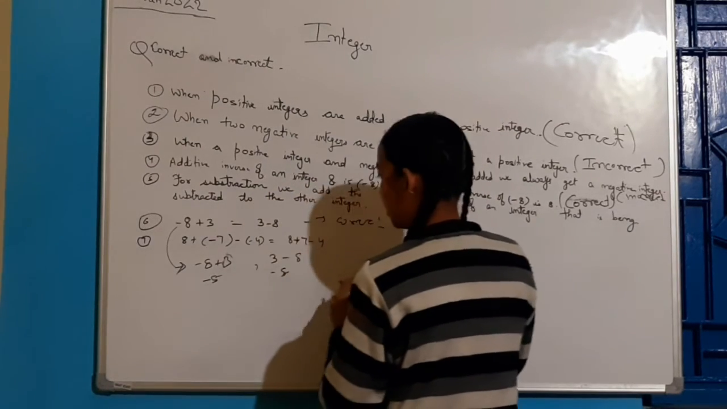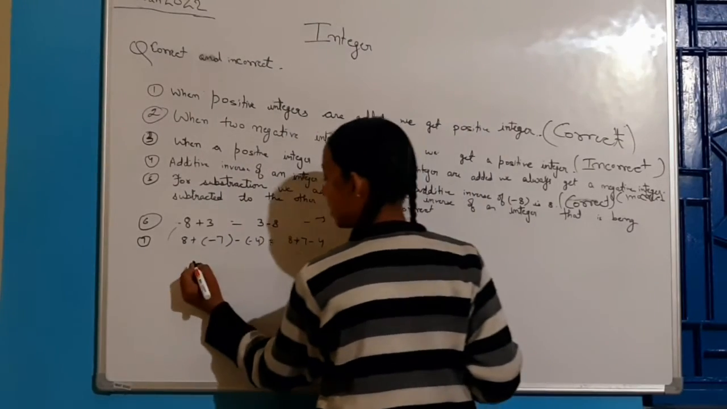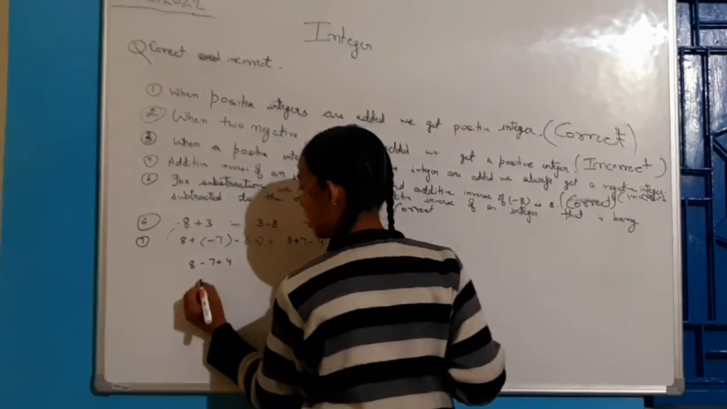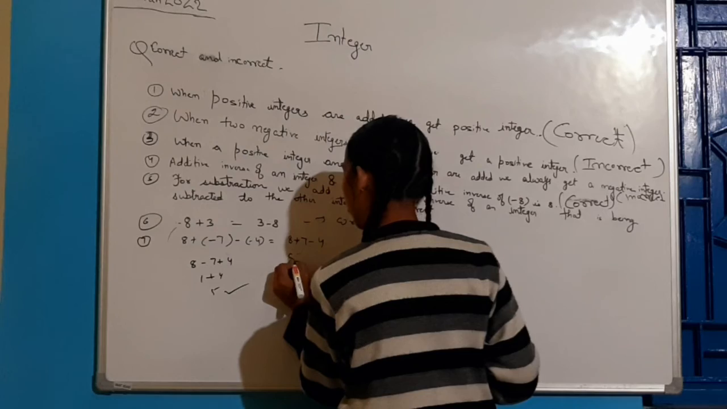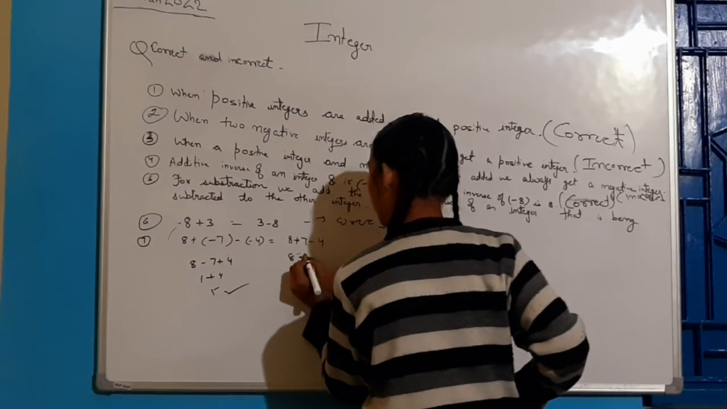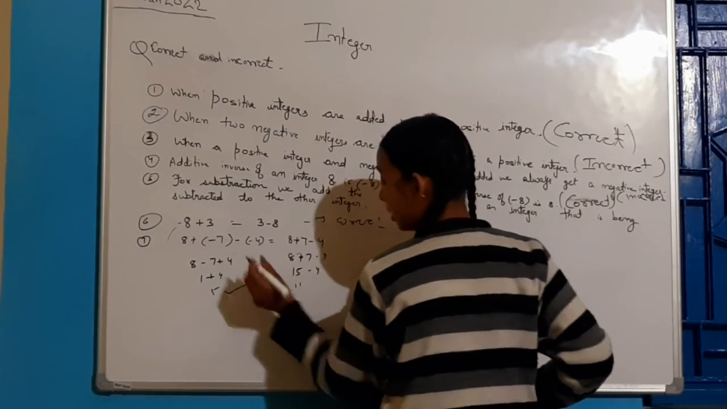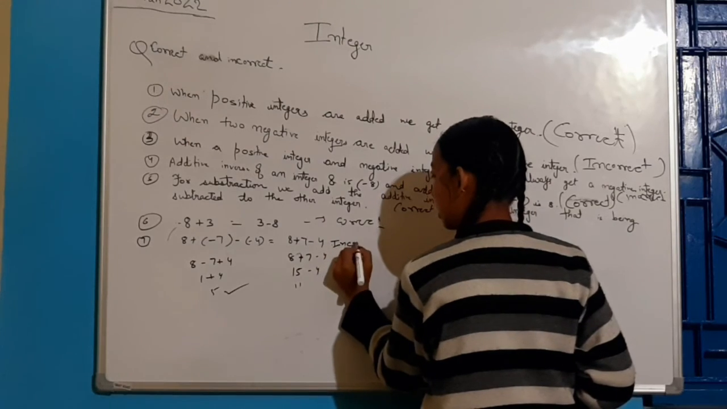And the last question: 8 plus -7 minus 4, that means 8 minus 7 minus 4... 1 plus 4, that is 5. But in this, 8 plus 7 minus 4: 8 plus 7 is 15, minus 4, 11. Is it correct or incorrect? It is incorrect.